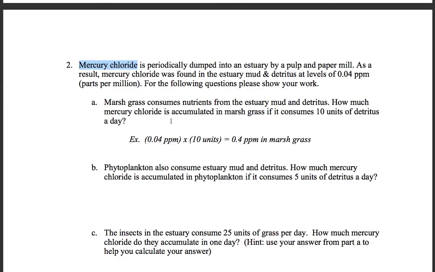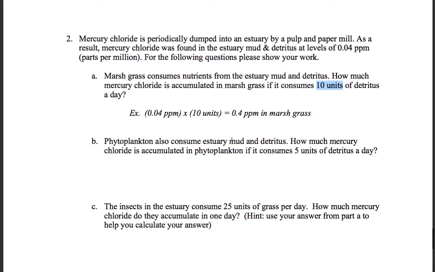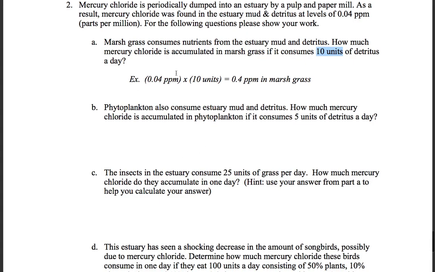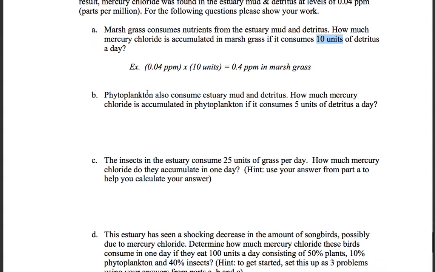So how do we figure out how much the grass is getting? Well, you look how much is in the mud and detritus, and then you look how much of that mud and detritus the grass is consuming, and you multiply them together. So here it's 0.04 parts per million times 10 units, and that is telling us that 0.4 parts per million is being transferred to that marsh grass. Okay, and as you go through the rest of these questions, you're going to build on the answers that you had in the previous questions.